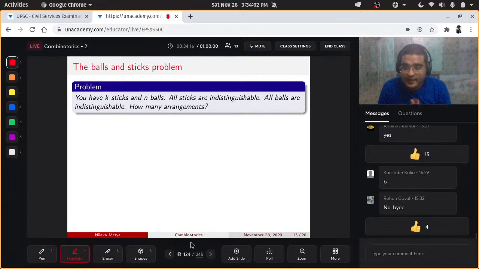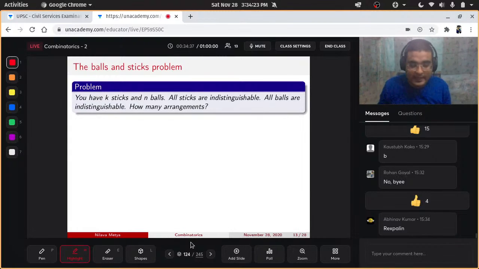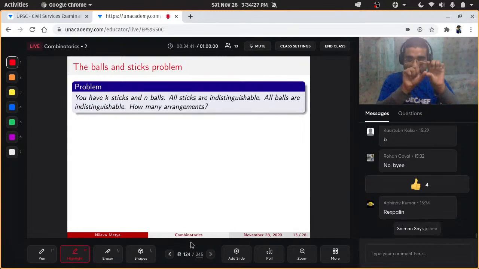Can I get some ideas as to what we should refer to, to solve this problem? Can I get some ideas in the comments, please? Okay, re-explain. I have n balls and k sticks. I want to arrange them in a line. The balls look the same, they are indistinguishable. The sticks look the same, they are indistinguishable. How many ways can I rearrange them? Can I get some ideas or comments in the comment section?